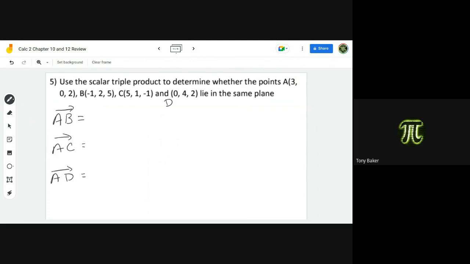So my first one: -1 minus 3 is -4, 2 minus 0 is 2, and 5 minus 2 is 3. Next vector, 5 minus 3 is 2, 1 minus 0 is 1, -1 minus 2 is -3. And last one, -3, 4, and 0.